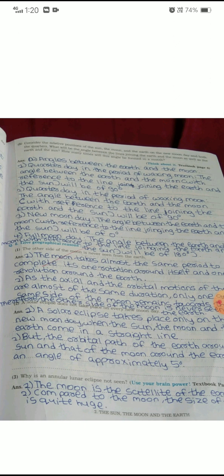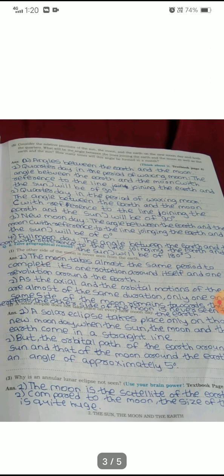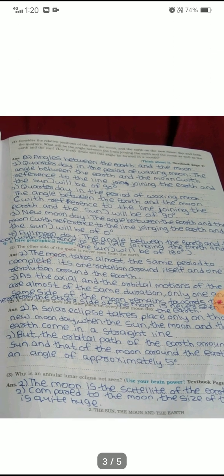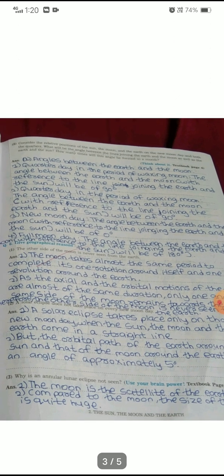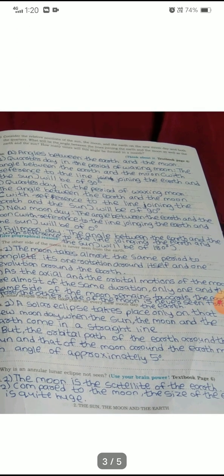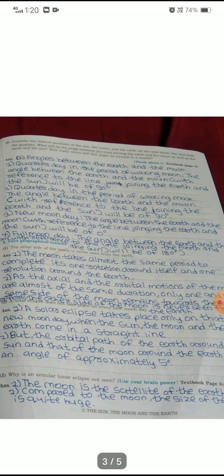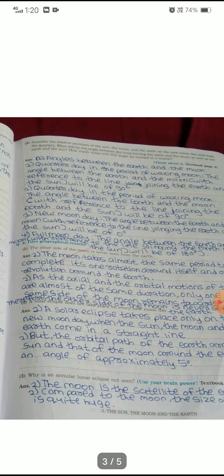New moon day, the angle between the earth and the moon with reference to the line joining the earth and the sun will be of 0 degree. Fourth point, full moon day, the angle between the earth and the moon with reference to the line joining the earth and the sun will be of 180 degree.